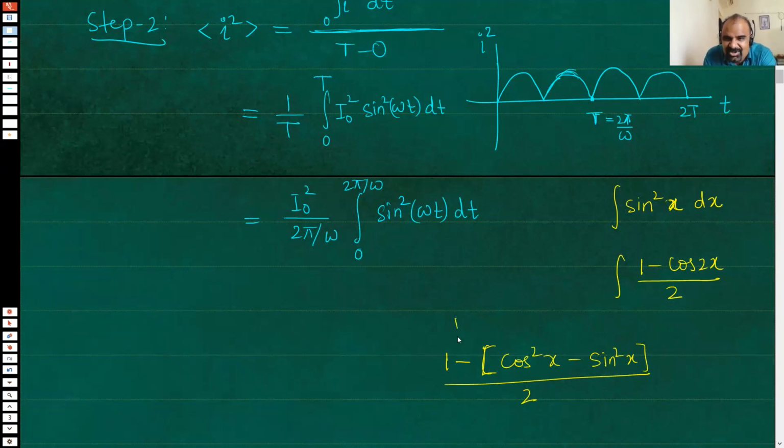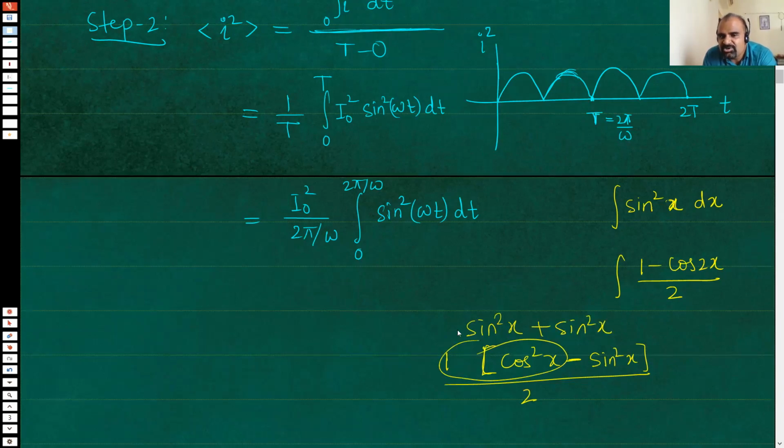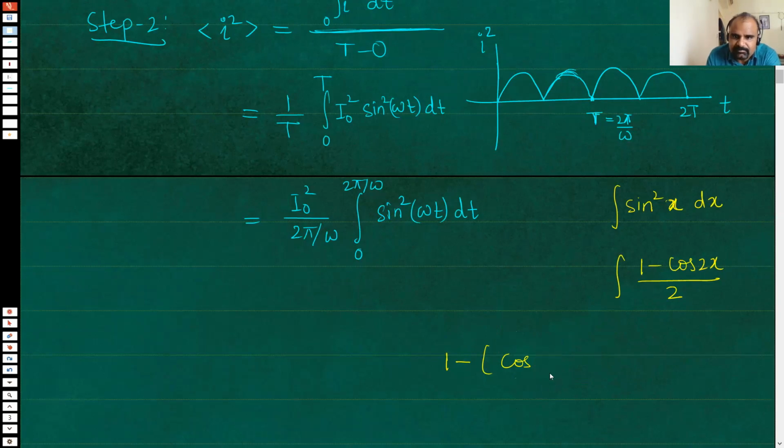And now 1 minus cos square x can be written as sine square x, and this is plus sine square x, because this minus and this minus has become plus. So now this is 2 sine square x divided by 2, so sine square x. So you see, I was correct. Good. So this is the only way to do it.